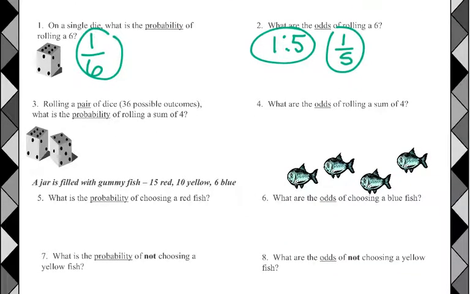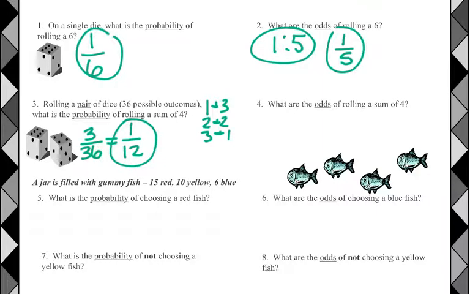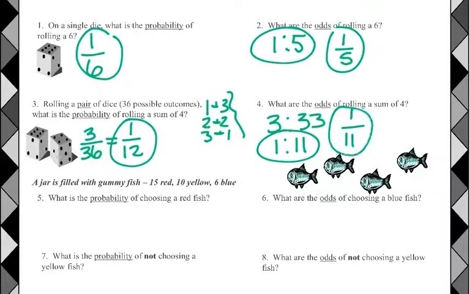When you roll a pair of dice, you get 36 outcomes. How many of those give you a sum of 4? Well, you could roll a 1 and a 3, or a 2 and a 2, or a 3 and a 1, and we consider 1 and 3 and 3 and 1 different outcomes. So there's 3 outcomes that give you a roll of 4 out of 36, so 1 out of 12 is the probability of rolling a sum of 4, versus the odds of rolling a 4, which are 3 successes and therefore 33 failures, or 1 to 11. So odds and probability, slightly different.